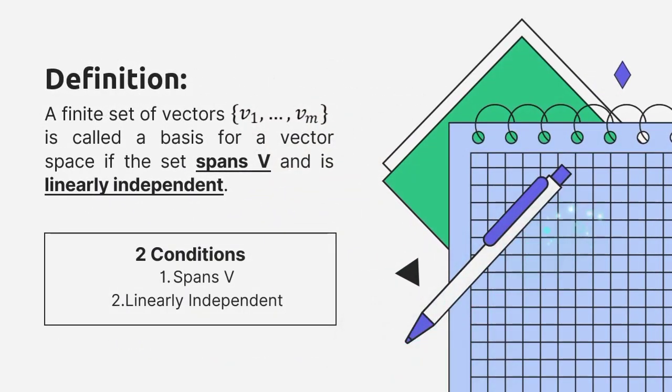Like what we always do, let us define first the word basis. According to the presentation, a finite set of vectors, the set v sub 1 up to v sub m, is called a basis for a vector space if the set spans V and is linearly independent. According to the definition, we have two conditions for a set of vectors to be called a basis. The first condition is that it spans V, and the second condition is that it is linearly independent. Now, to understand these two conditions, let's start first with the definition of span, and after that, linear independence.